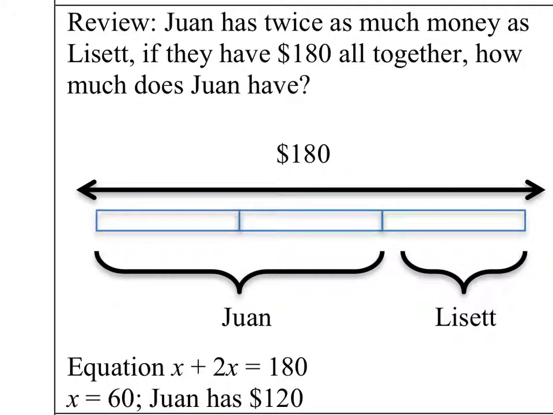All right, Juan has twice as much money as Lisett. If they have $180 together, how much does Juan have? Okay. Well, they gave us the equation. Oh, they did this example for us right here. So we can see Lisett had 1, Juan had twice as much. So if we double that, we get 3 x's. Divide both sides by 3, and we see x is 60, so Juan would have twice that at $120.